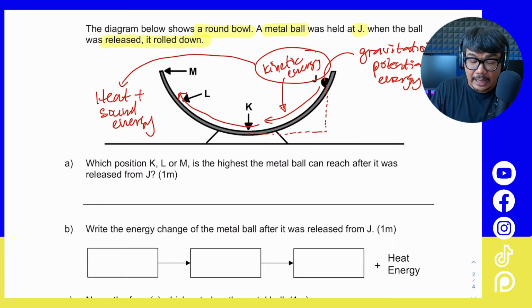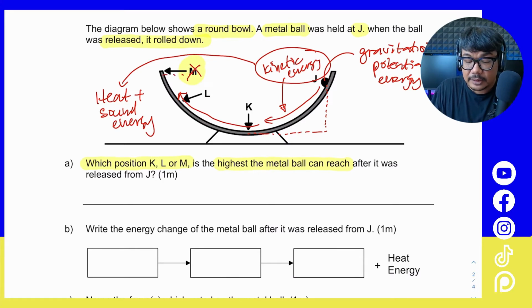So now let's take a look. Question A. Which position, K, L, or M, is the highest the metal ball can reach after it was released from J? Now, when we have got gravitational potential energy converted to kinetic energy, not forgetting, because of the movement, some of this kinetic energy will be converted to heat plus sound energy. And because of that, the ball will not be able to reach the same height as where it was released. So M will definitely be out because it is in fact above.